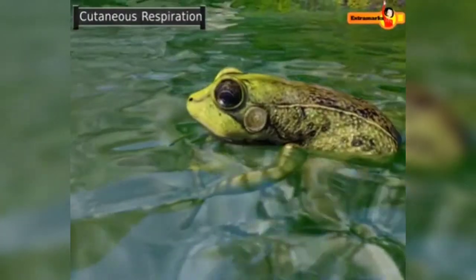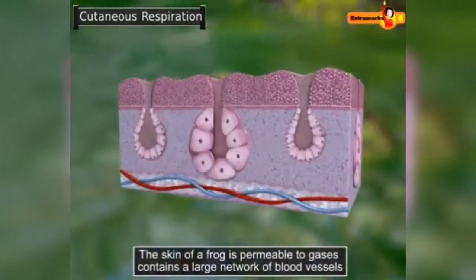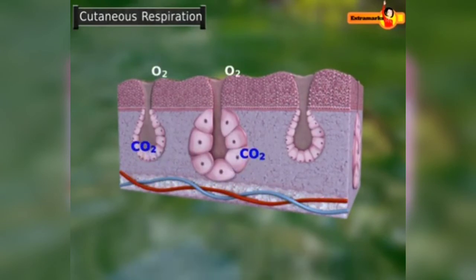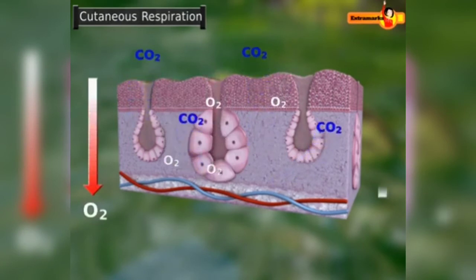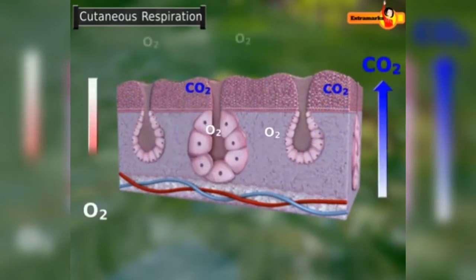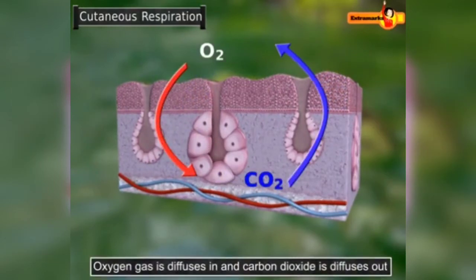The skin of a frog is composed of thin membranous tissue, which is permeable to gases and contains a large network of blood vessels. This allows the respiratory gases to readily diffuse down their gradients between the blood vessels and the surrounding. Oxygen gas diffuses in and carbon dioxide diffuses out of the body.